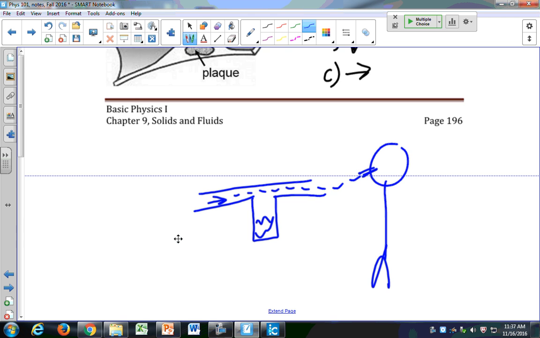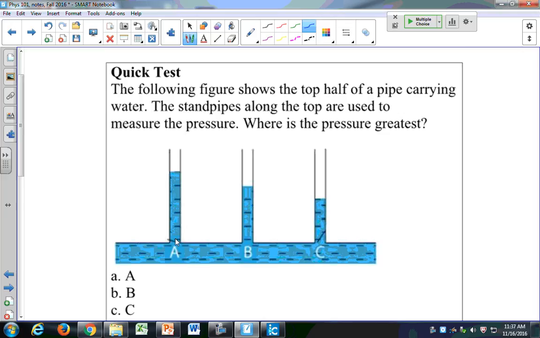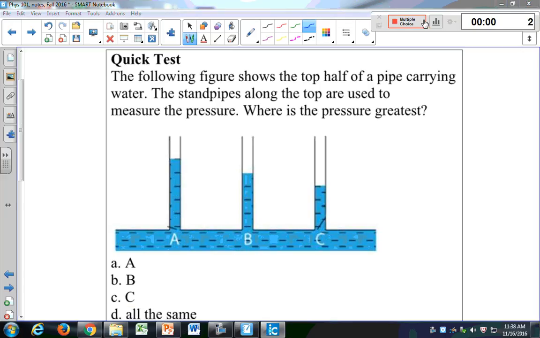Oh, shoot, we're almost done, aren't we? Well, let's do this quick test, then we'll do these 2 questions, then we'll wrap it up, okay? This shows a pipe, and they have stand pipes on top of the pipe. They use stand pipes on pipes to help you tell the pressure. So where is the pressure greatest? At point A, point B, or point C? In the stand pipe, which is open to the air, it's highest here, next highest, and lowest at C. Where is the pressure greatest, or is the pressure all the same? The water pressure, or the pressure of the fluid.